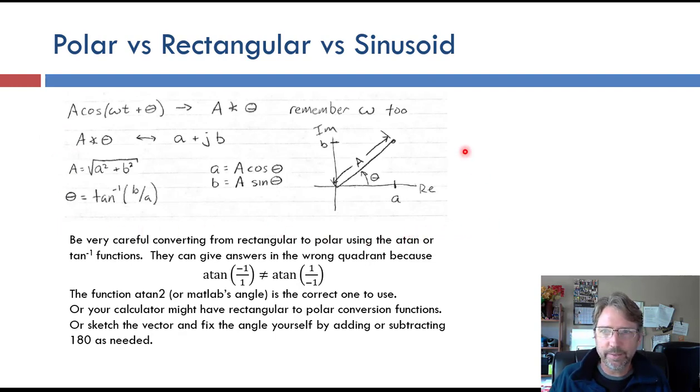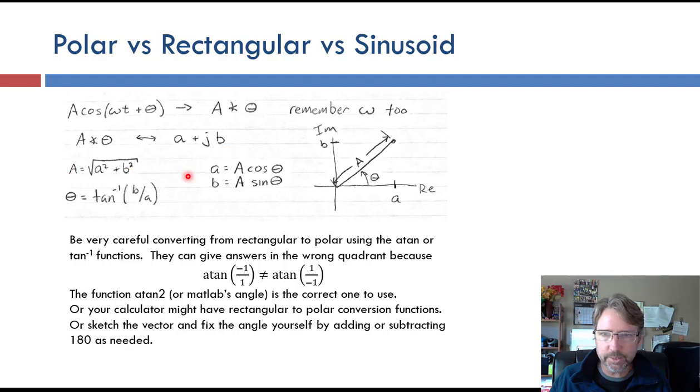So these are the ones that are important to remember, the hand-sketched ones. Our basic transform, A cosine(omega t plus theta), transforms to A with a phase of theta. And you have to keep track of omega, but it doesn't show up in the main transform. From A with a phase of theta, that's the polar form. We can also transform to the rectangular form, lowercase a plus j times b.